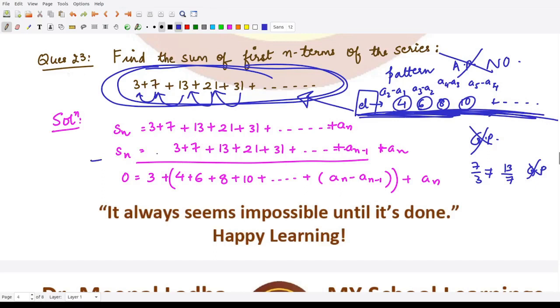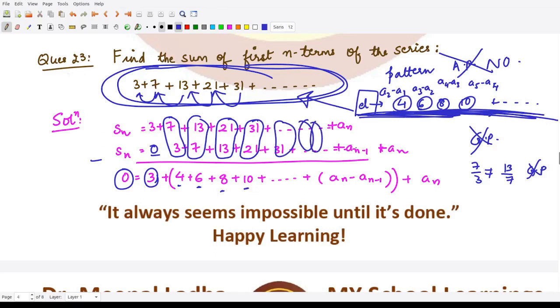So now we can subtract them. Sn minus Sn would become 0 here. 3 minus, there is nothing, so we can assume 0 here. 3 minus 0 is 3. Then 7 minus 3 is 4. Then 13 minus 7 is 6. 21 minus 13 is 8. 31 minus 21 is 10 and so on. Each term would subtract, right? Now here notice that this is a(n minus 1) and the last term is minus an. This is as such, here we have to write minus an, right? So this is what you got from here.